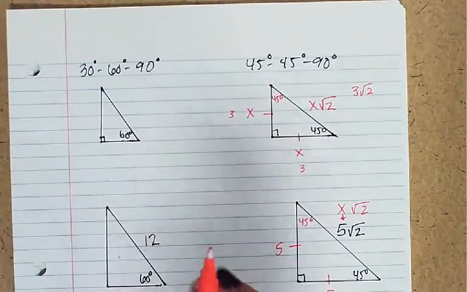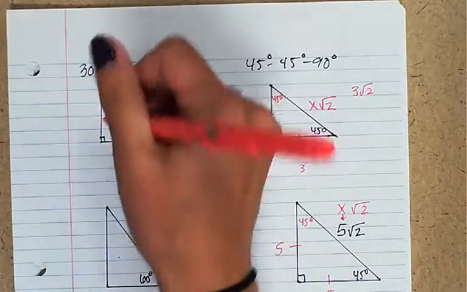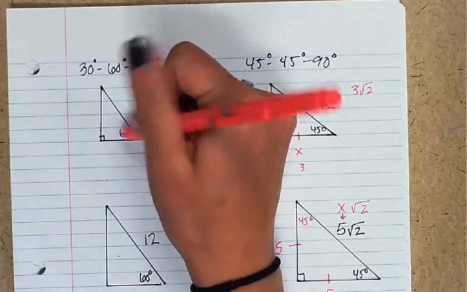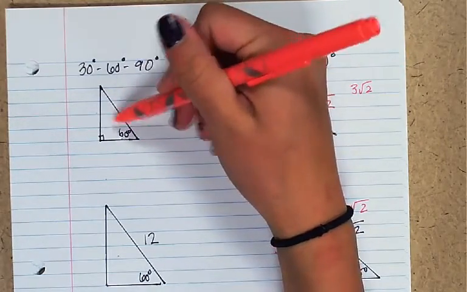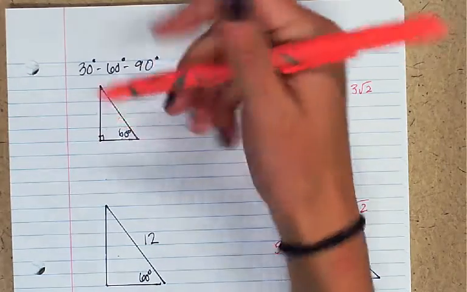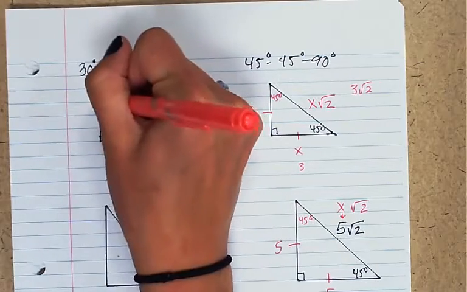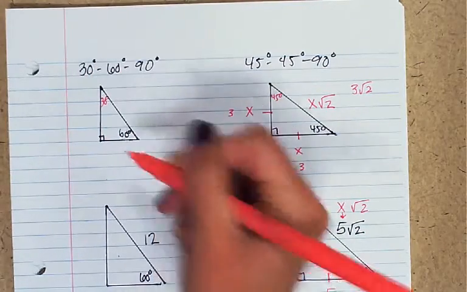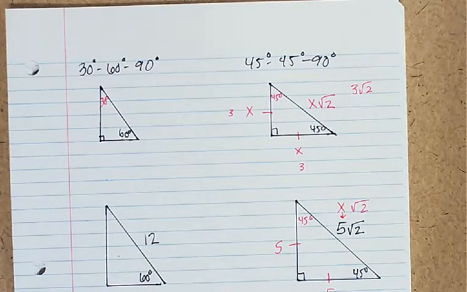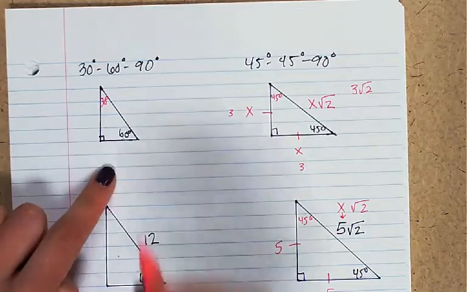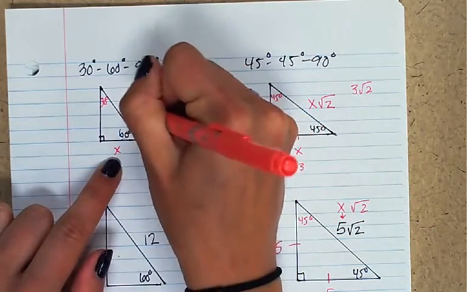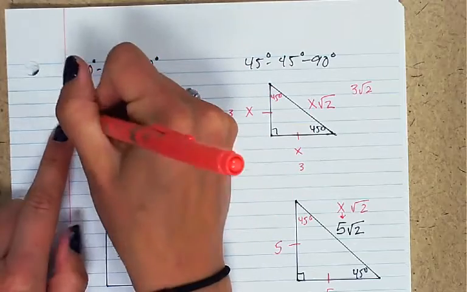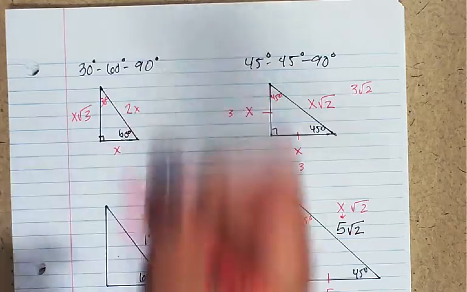For a 30, 60, 90 triangle, the 60 degrees is always opposite the longer leg. Not the longest, because that's the hypotenuse, but the longer of the two legs. 30 degrees is opposite the shortest leg in the triangle. So the way that this one works, opposite 30 is x, the hypotenuse is 2 times x, and opposite 60 is x times the square root of 3.